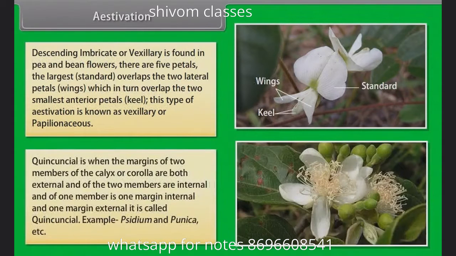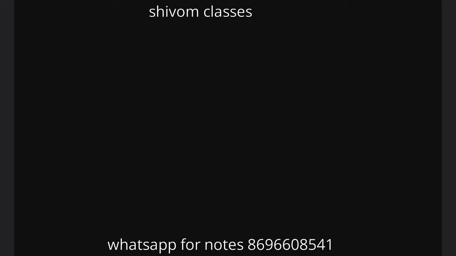Quincuncial is when, of the members of the calyx or corolla, 2 members have both margins external, 2 members have both margins internal, and one member has one margin internal and one margin external. Then it is called quincuncial. Example: Psidium and Punica, etc.